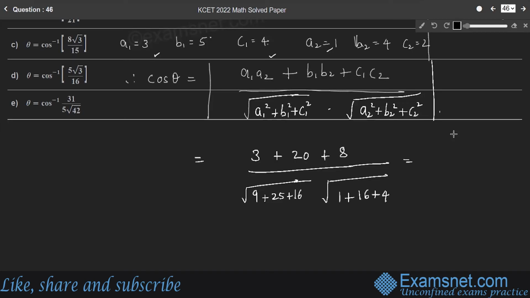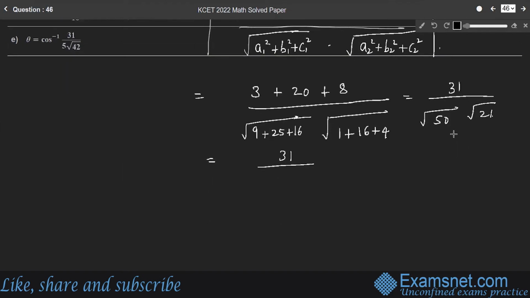So you will get 28 plus 3, 31, divided by root of 9 plus 25, which is 34, plus 16 is 50. Root 50 into root of 21, right? Therefore, we have 31 by root 50, which can be written as root of 25 into 2. So root of 25 is 5, root 2 into root 21. Root 2 into root 21 is root of 42, right? So 5 root 42, which is cos theta.